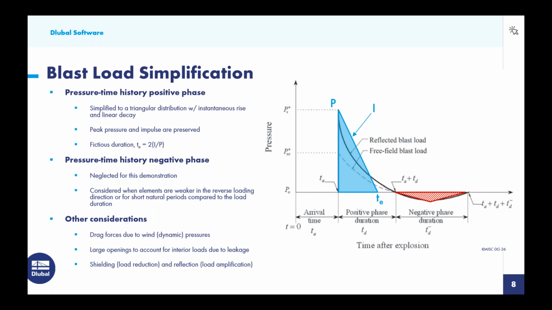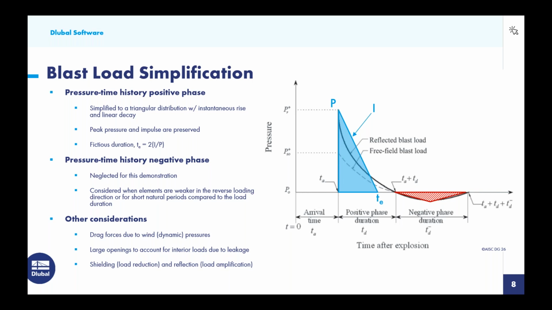Now, some other considerations that we will not be taking into account today include the drag forces due to wind or dynamic pressures. Do we have a large wind load following up along with this blast wave as well? And both the Design Guide 26, the UFC document, many other, I'm sure, all give consideration to these drag forces. Do we have large openings to account for the interior loads due to leakage?